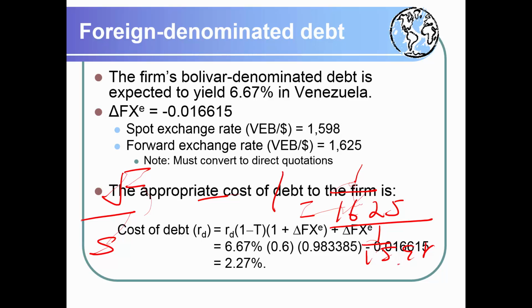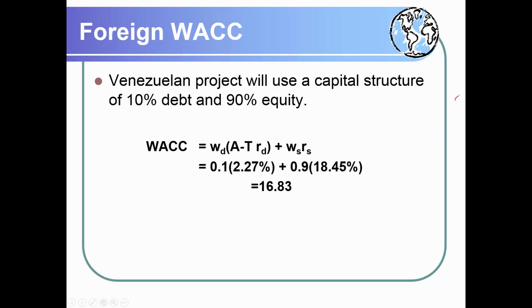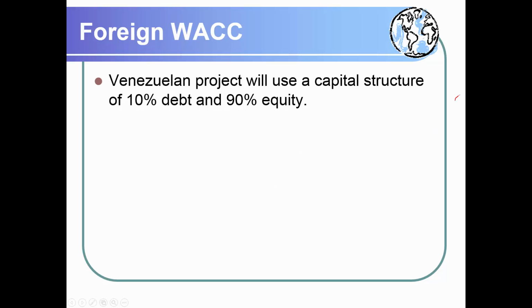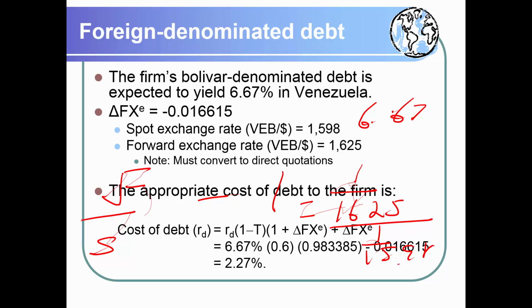Okay, so sorry about the handwriting you see here. Somewhere it came from the previous page. F by S minus 1, I was just trying to show that. So the cost of debt is 2.27%. So what we see here is that for a firm in Venezuela that issued those bonds, the cost of debt was 6.67%, and the after-tax cost of debt would be 6.67 times 0.4.